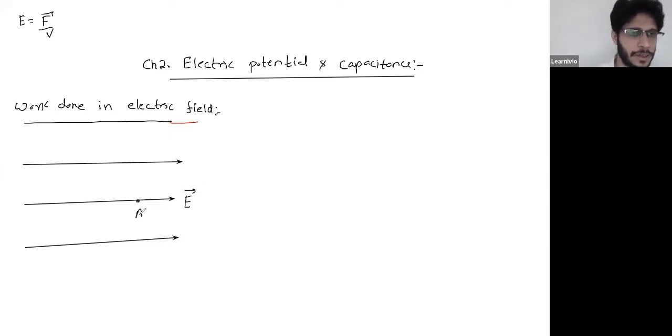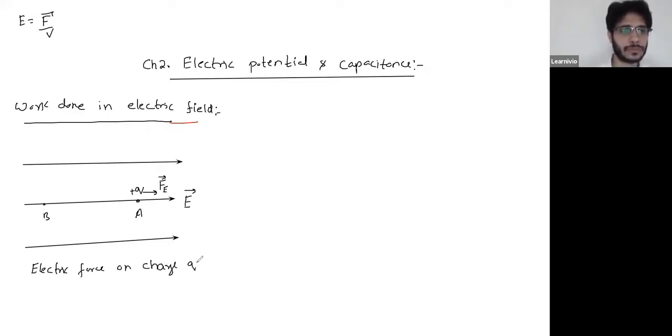In this electric field, we consider 2 points, a point A and a point B. I placed a charge plus Q over it. So the electric field will exert an electric force Fe over the charge at A. The electric force on charge Q, Fe, will be simply QE. This is how we calculate force on a charged particle in an electric field: simply charge multiplied by electric field.